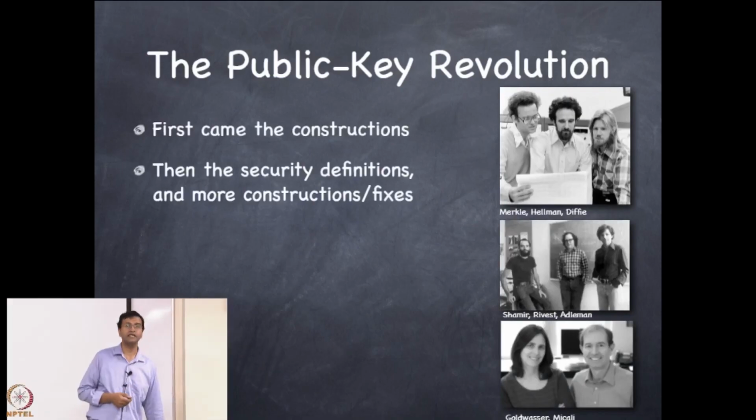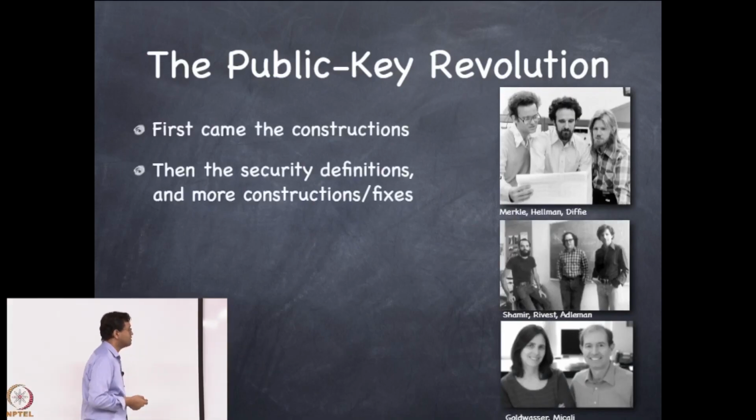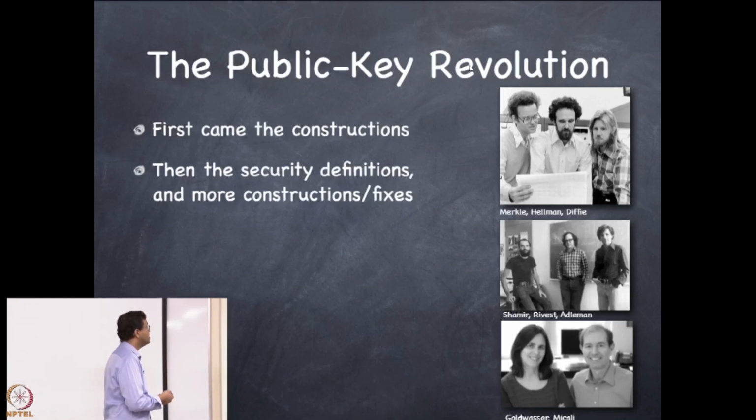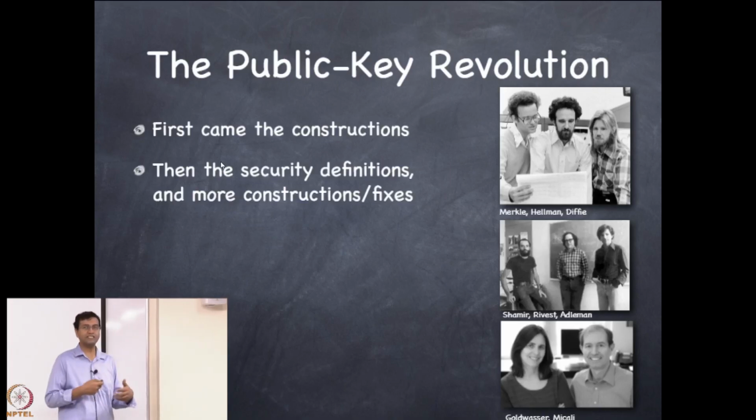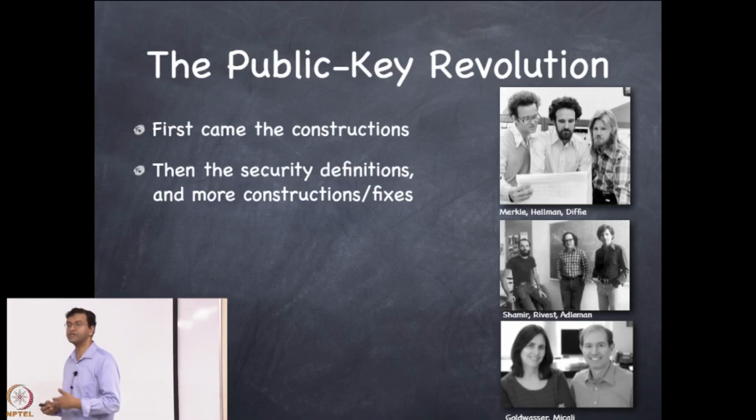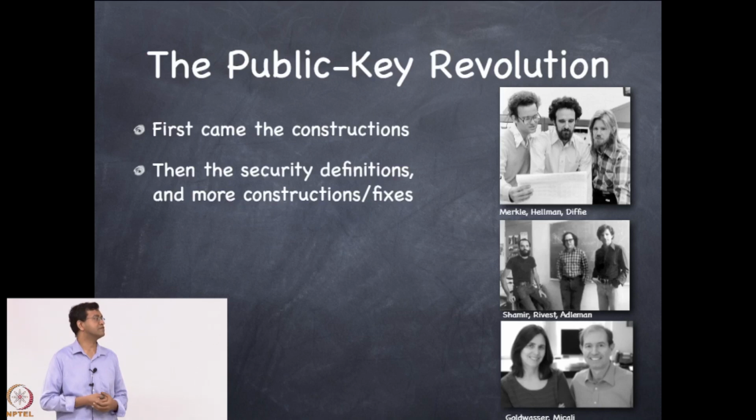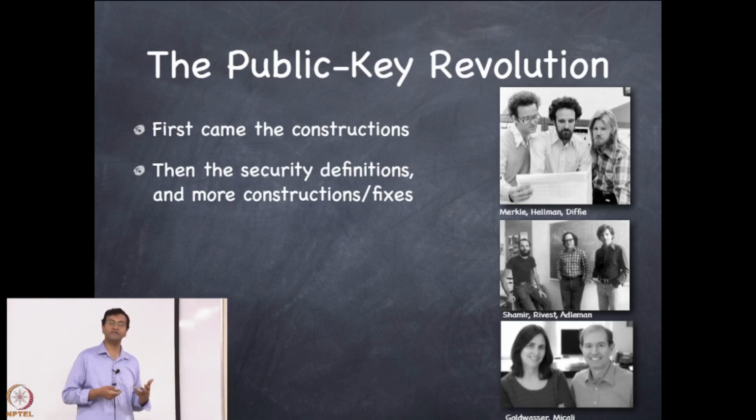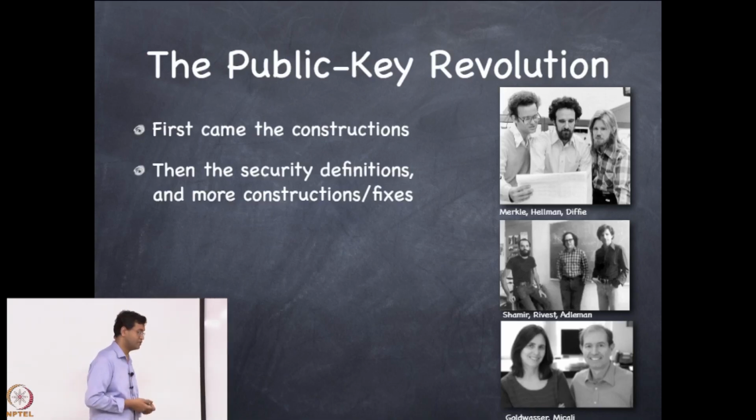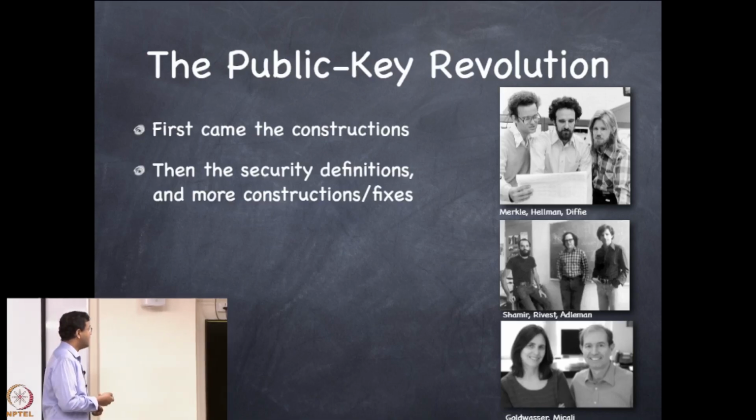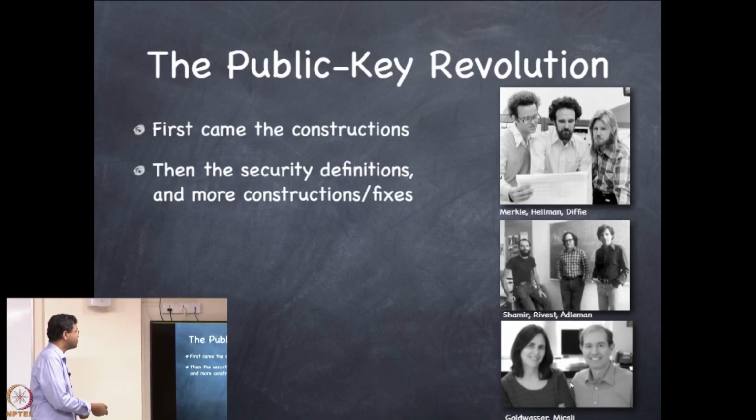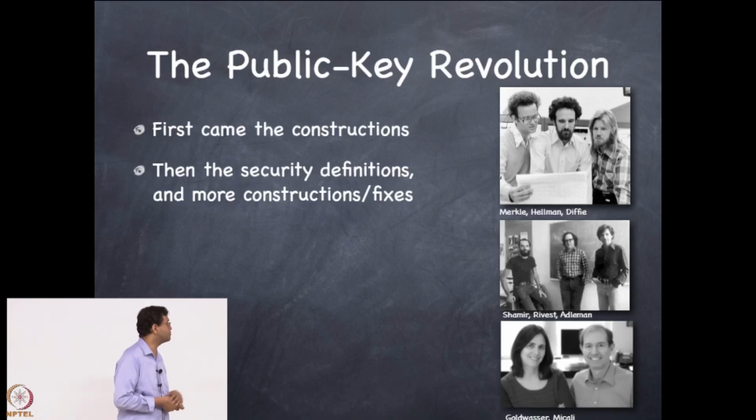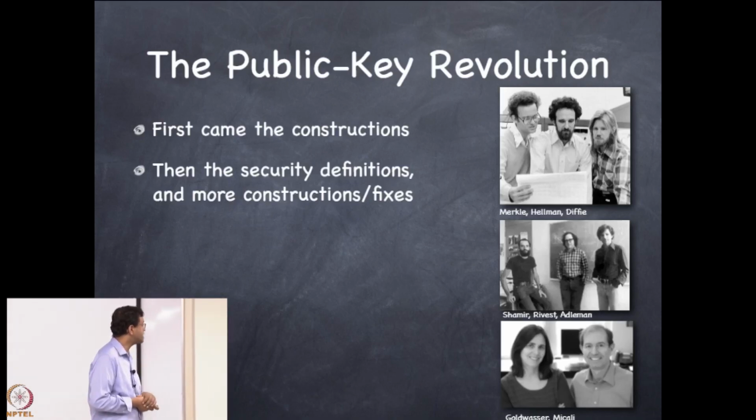I should also mention, right after that, when all these new constructions came about, people were also trying to make sense of them, to give proof that these are good. Some mathematical proof under some assumption, but there was no proper definition of what encryption is, or what security or secrecy should be. The first proper definition for that came from Shafi Goldwasser and Silvio Micali.